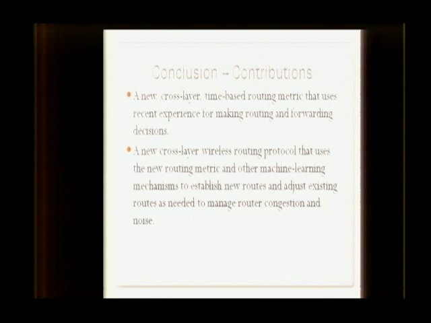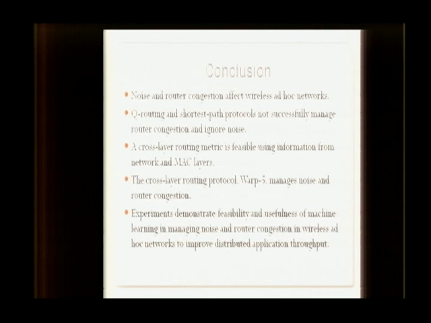So what we've introduced here and discussed today is a new cross-layer routing metric that reduces noise and congestion to time. It uses recent experience to make routing and forwarding decisions. We've also got a new cross-layer wireless routing protocol, OR5, that uses the routing metric and other machine learning mechanisms to establish new routes and adjust existing routes as needed to manage congestion and noise in wireless ad hoc networks. Our conclusion here is that noise and router congestion affect wireless ad hoc networks.